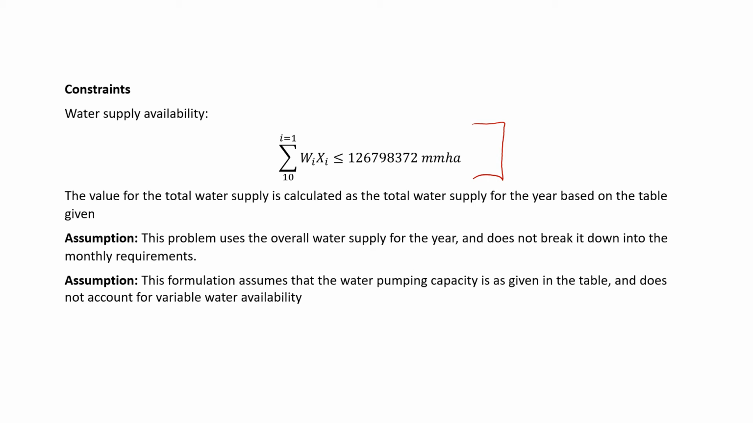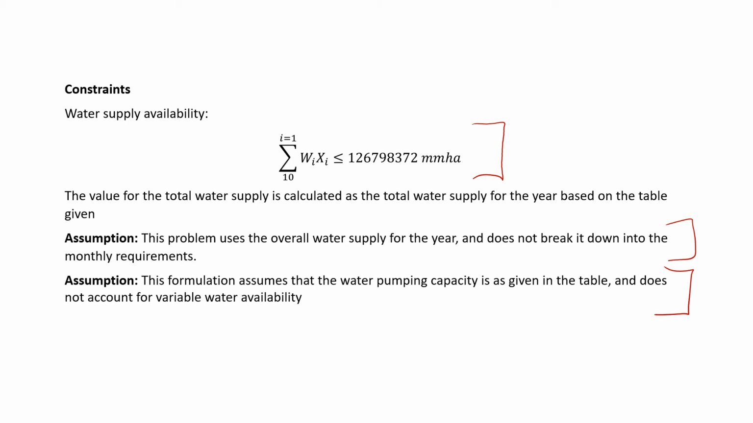So again, the better you can list what your assumptions are, the better your solution to the problem is going to be. A couple of things: this uses the overall water supply for the year, it doesn't break it down into monthly requirements, because as crops grow at different times of the year, there may be different requirements for water. We aren't breaking it down by month, but again, that's something that you could address later.